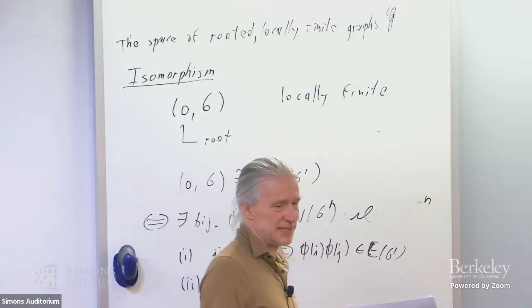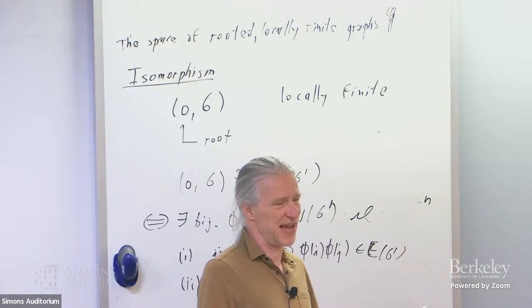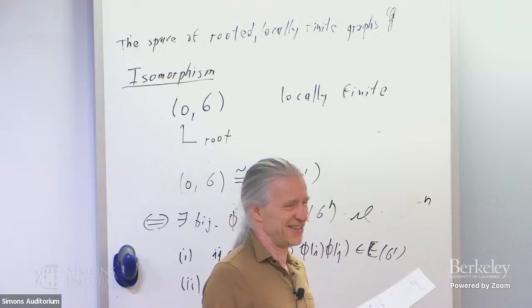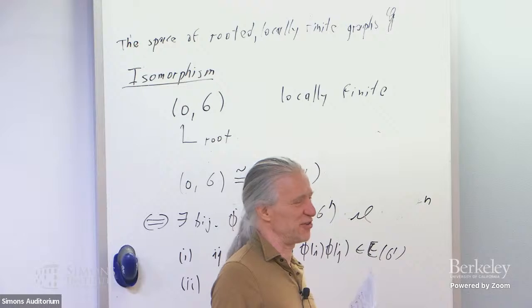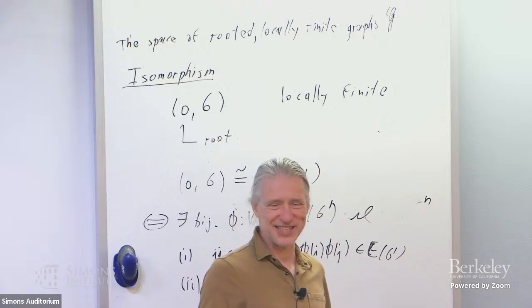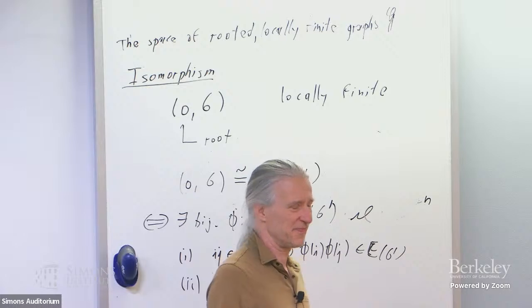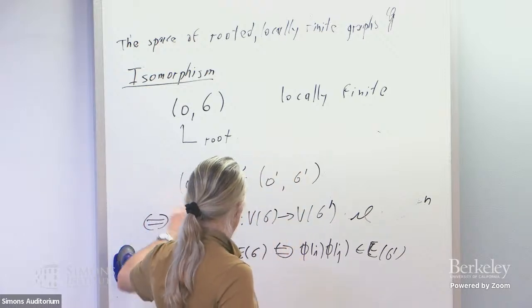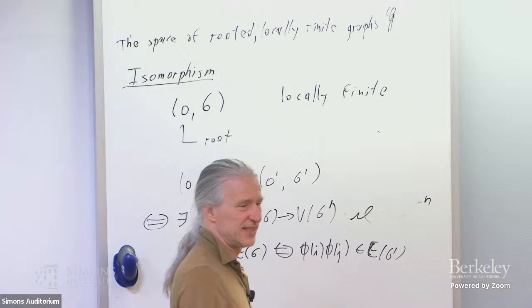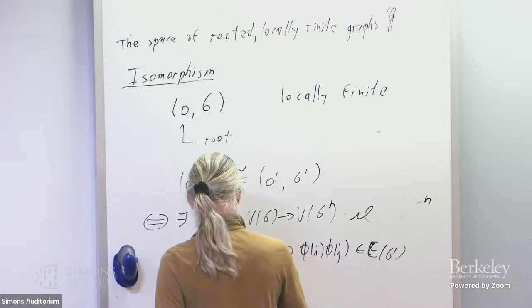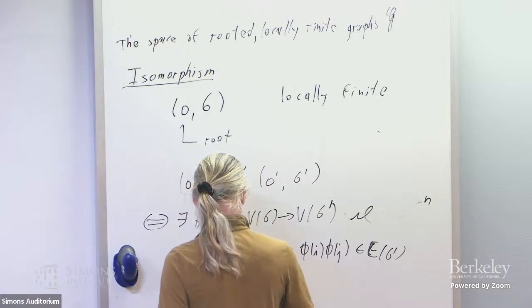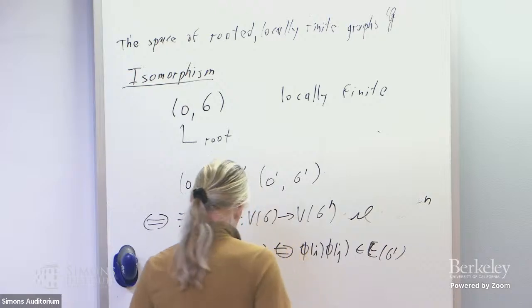Any idea what my second condition will be? Not from the experts. Those who know the definition of local weak convergence are not allowed to answer. Does anybody not know this definition? Okay, so do you have a guess what my second condition would be? So you should send the root to the root. Correct. Okay, so phi of the root is the root.